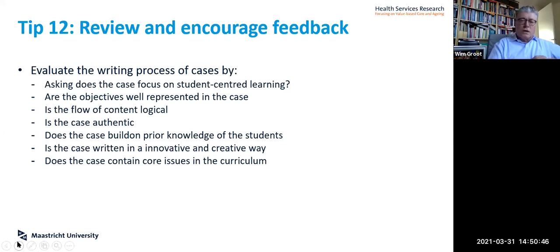That's also good to ask students in student assessments on cases. Are cases written in an innovative and creative way? Are they attractive? And does it contain core issues in the total curriculum? And so for that reason, it's good in the student evaluations that you conduct after the block or the unit, that you also ask them to assess the cases based on the items that I've just mentioned.